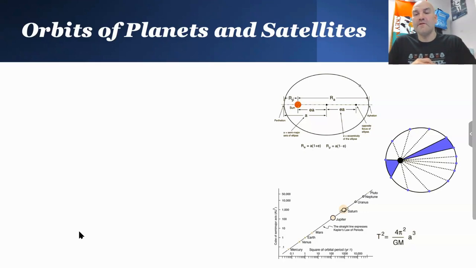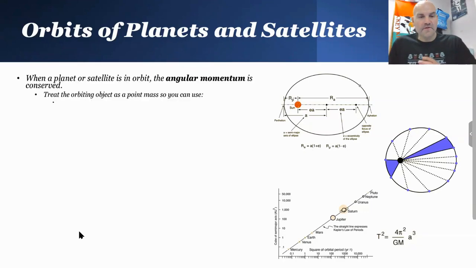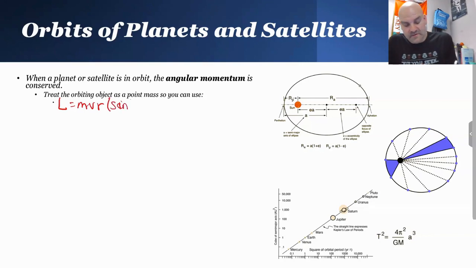The first thing is that when a planet or satellite is in orbit, the angular momentum is going to be conserved. They may talk about two points in the orbit and ask you for a speed at one point. But we're going to treat it as a point mass. So we may have to do something along these lines, mvr sine theta. But the main thing is if it's all in alignment, it's just mvr. If it's not, then you have to include the angle.